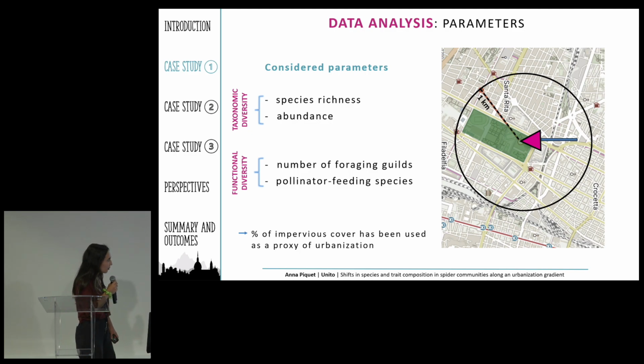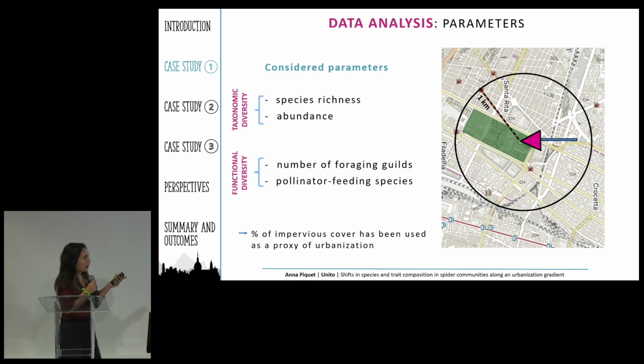So, as a proxy of urbanization, I use the percentage of impervious surface. I draw a buffer with an area of 1 kilometer around each sampling point, and then I extracted the percentage of built-up areas inside the buffer.